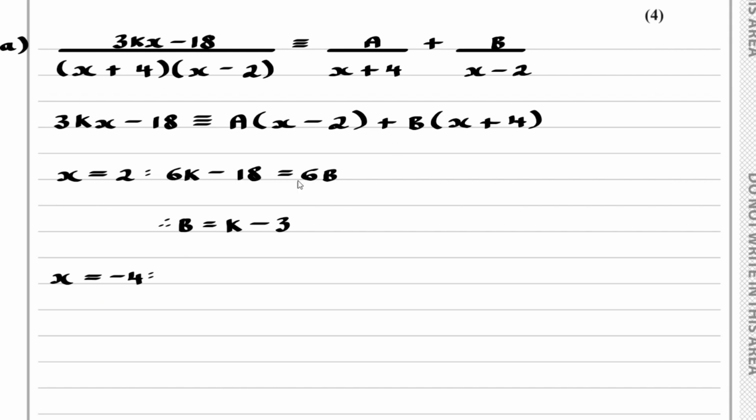And when x is equal to negative 4, the b term disappears. On the left hand side we have 3 times k times negative 4 subtract 18, so we have negative 12k subtract 18, and on the right hand side we have a multiplied by negative 4 subtract 2, which is negative 6a. And if I divide through by 6, noticing that the negatives cancel on the left hand side and the right hand side, we end up with a equals 2k plus 3. So I can replace a with 2k plus 3, and I can replace b with k subtract 3.